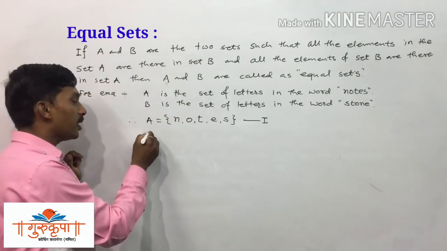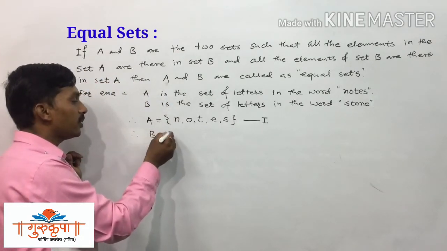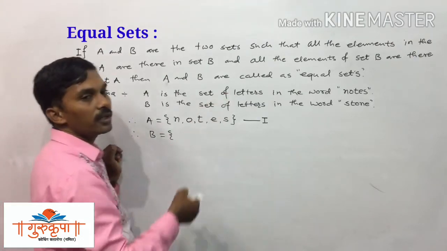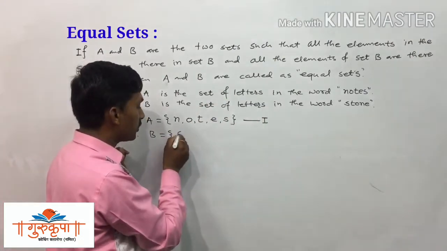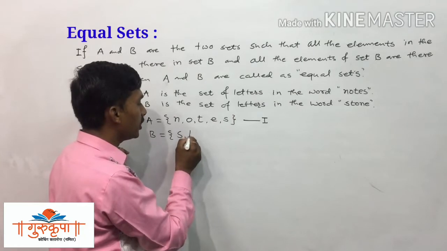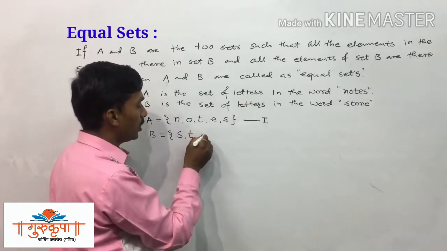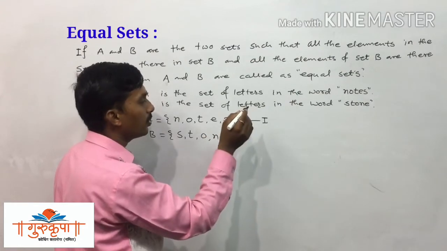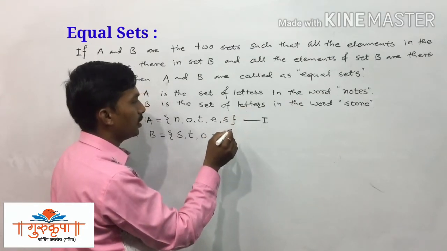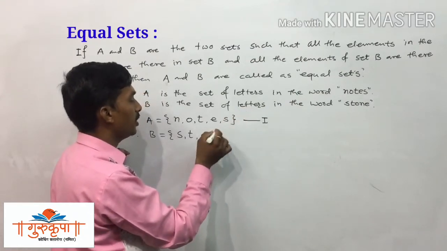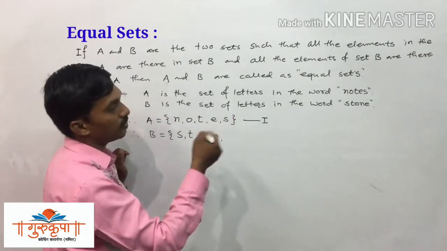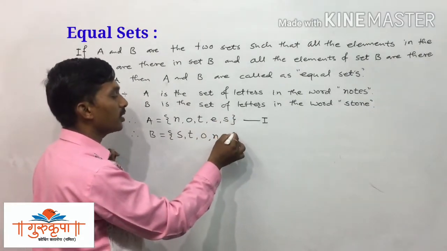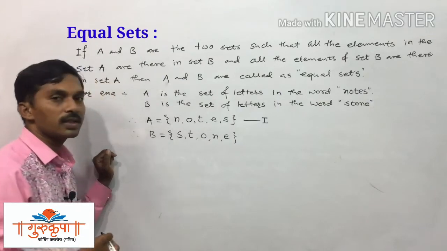Now we will write set B by using listing method. B is equal to, in curly brackets, first letter is S, next letter is T, next letter is O, and next letter is N, and E is remaining. This is the set B.